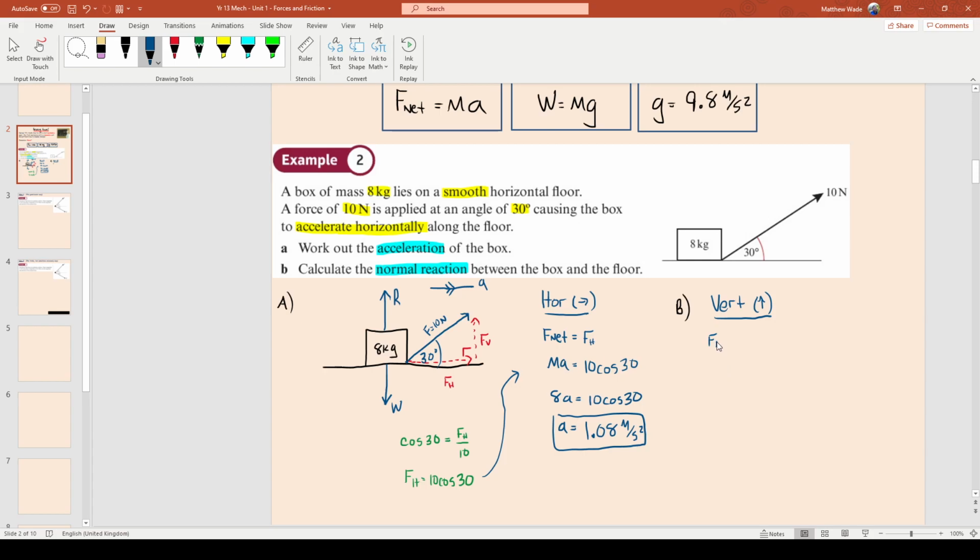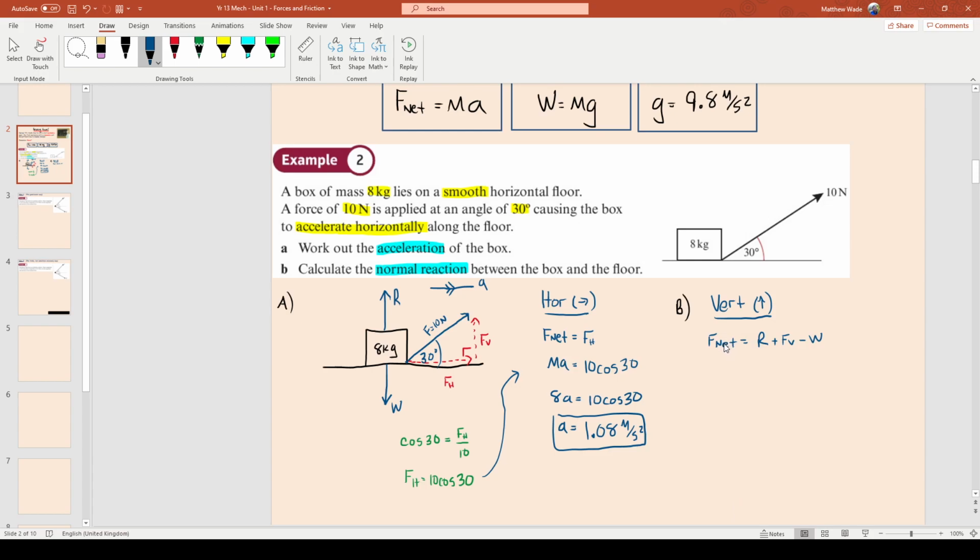You always write F net equals the balance of forces equals. And which ones are going up? Well, R is certainly going up. FV is going up, so we'll put plus FV. And any others up? No, but W is going down. Take W. Cool. Now next step.